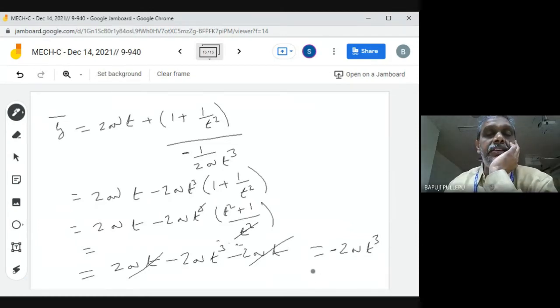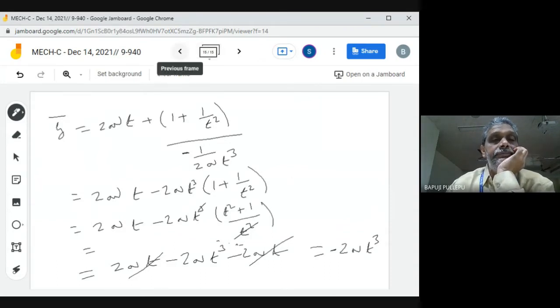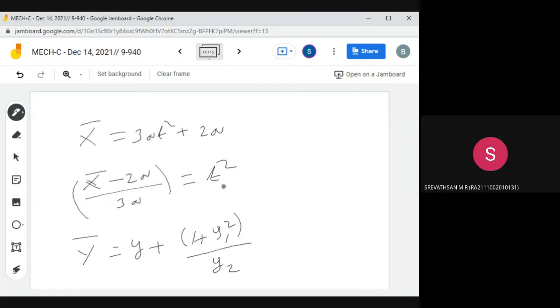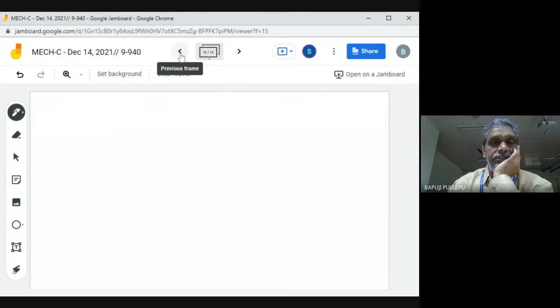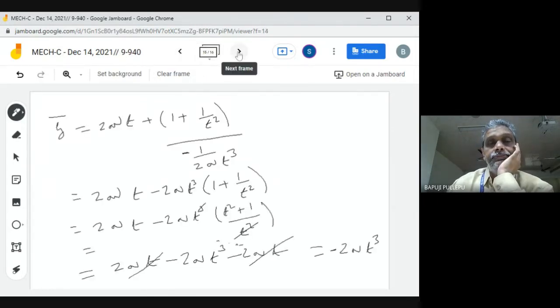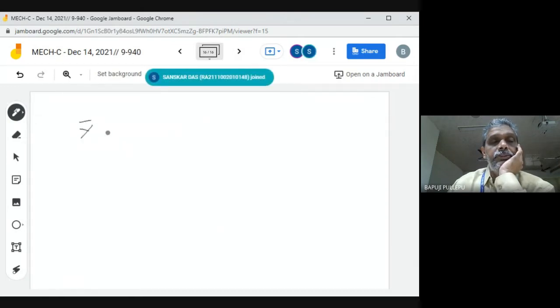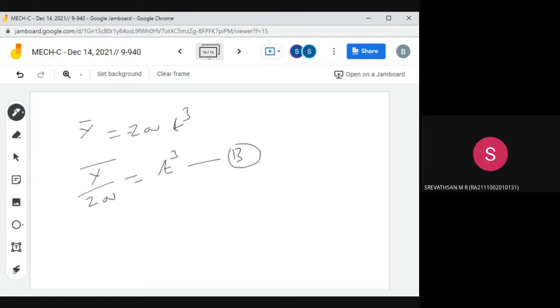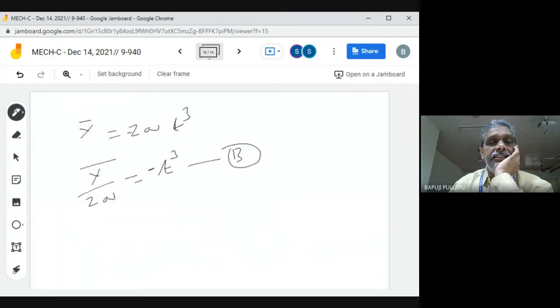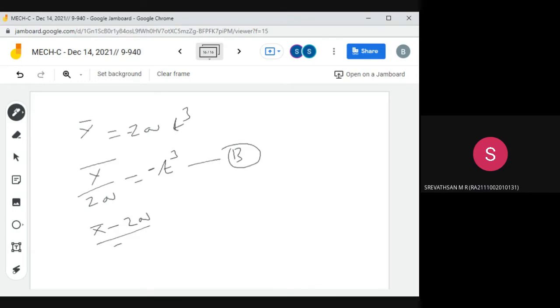Clear, sir. Now, my aim is what? I want to remove the parameter. X bar is equal to what I got? Tell me. X bar minus 2a by 3a is equal to t square I got. Correct? You can remember this equation. This is equation a. From this, you can prepare y bar. Y bar is equal to minus 2at cube. So this, how can I write? Y bar by 2a is equal to minus t cube. This is equation b. Yes, minus. Thank you. What is x bar? X bar minus 2a by 3a is equal to t square. Correct? This is equation a.